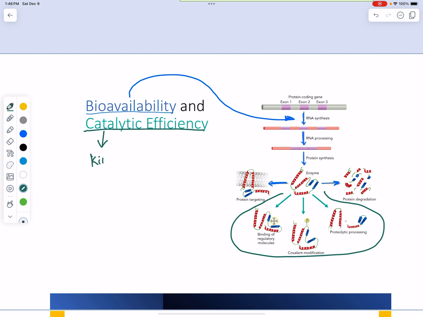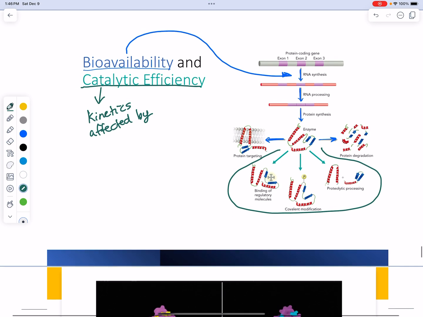Kinetics affected by binding or chemical modification.